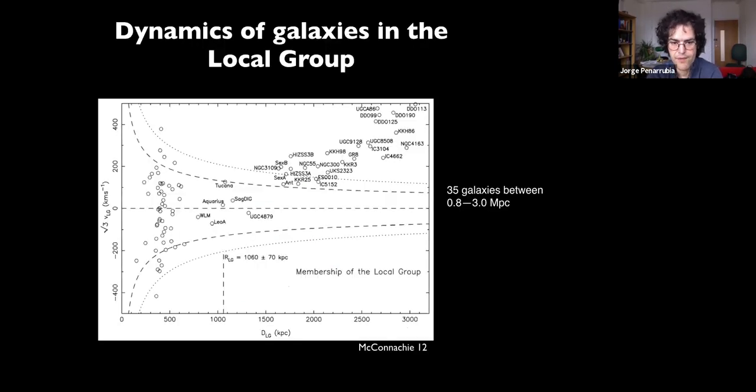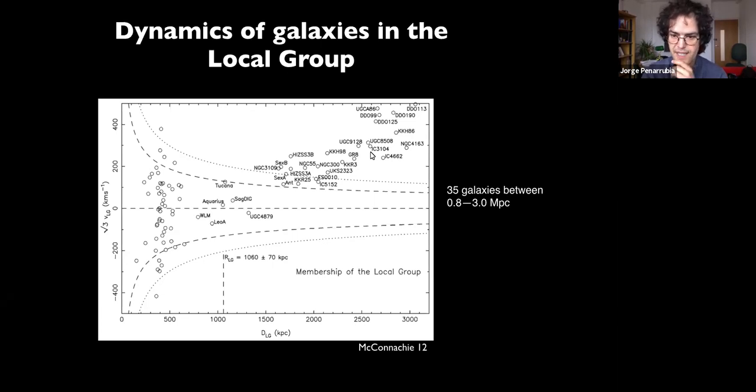And so what I'm going to be showing you is the data, the dynamics of local group galaxies, galaxies between 0.8 and 3 megaparsecs from the local group. And you can see here the raw data. This is from McConnachie et al. 2012. You see a very striking relation between distance and velocity, which is very reminiscent of Hubble's law, right? You see that from some radius, from 1 megaparsec, the velocity increases in proportion to distance.